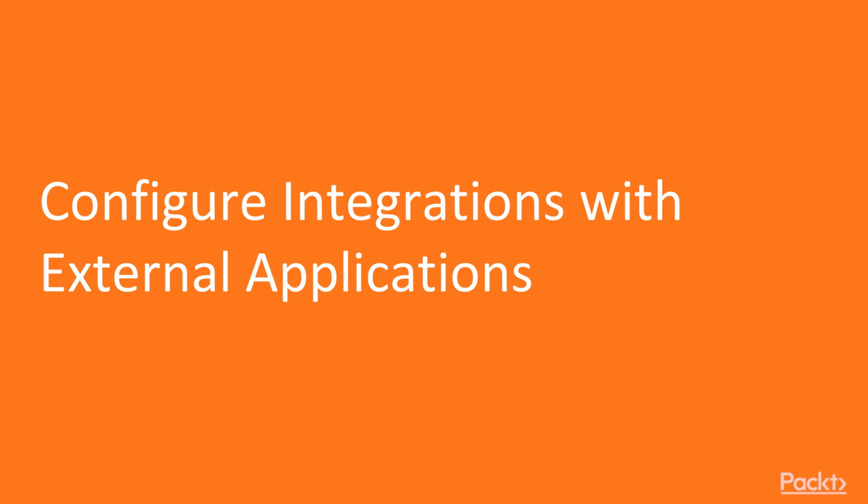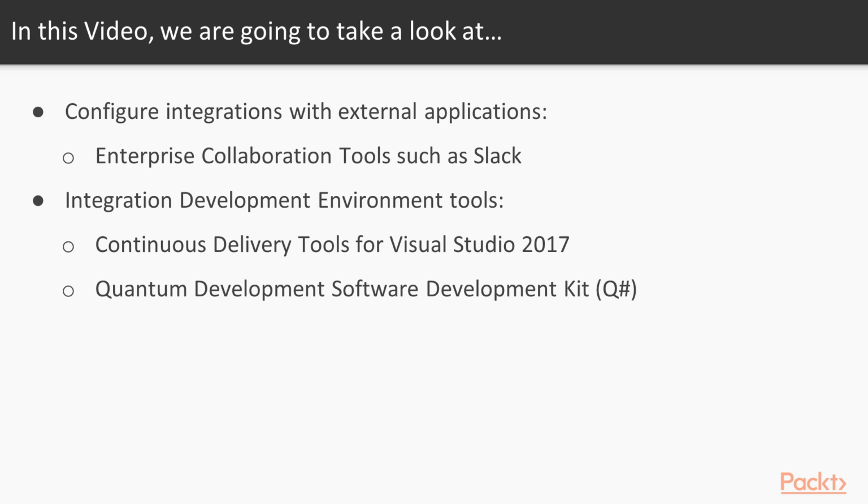Configure integrations with external applications. So what I'm going to do is cover two primary use cases. The first is around alerts and notifications in enterprise collaboration tools such as Slack. And then I'm going to cover additional features of the newly introduced Visual Studio 2017 feature packs around integrated development environment tools and how you adopt continuous delivery as part of your DevOps, WinOps experience.